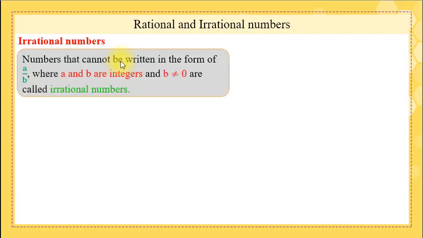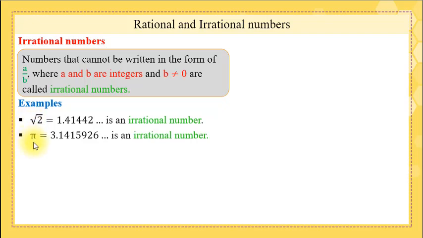Now we will talk about irrational numbers, numbers that cannot be written in the form of a over b. We call these numbers irrational numbers. For example, radical 2 or pi. Radical 2 has unlimited numbers after the point. Also pi has unlimited numbers after the point. And these numbers are not repetitive, so they are irrational numbers.